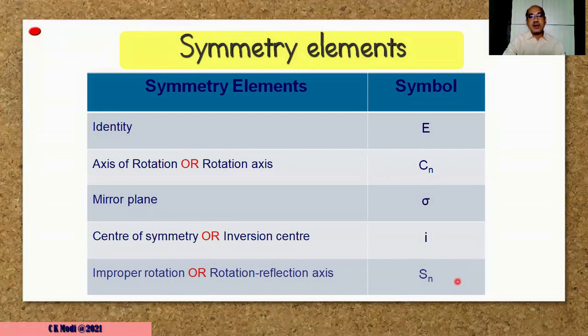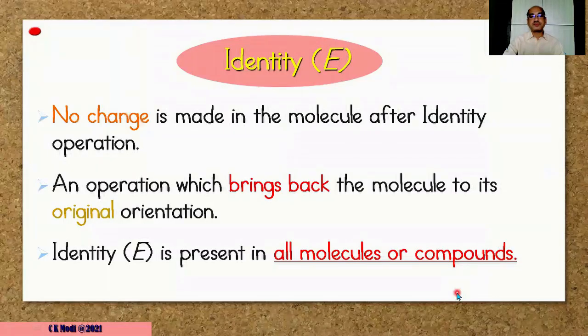So when we are talking about symmetry, there are 5 symmetry elements: identity, symbolized by E; axis of rotation or rotation axis, symbolized by C; the third one, called the mirror plane, symbolized by sigma; the fourth one, called the center of symmetry or inversion center, symbolized by i; and the fifth one, called improper rotation or rotation-reflection axis, symbolized by Sn. Now we shall discuss them one by one.